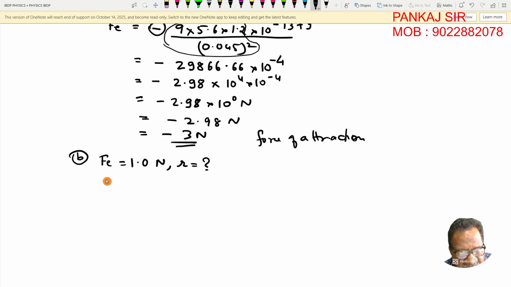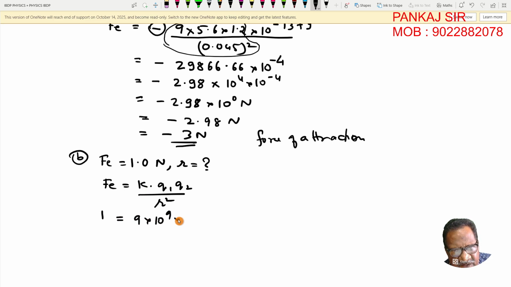So again here the formula will be Fe is equal to K times Q1 Q2 whole thing divided by R square. But this time your Fe is given to you as 1. Okay, 1 Newton. So 1 will be equal to K, I can take as 9 into 10 raised to 9. Q1 I can take as 5.6 into 10 raised to minus 7 coulomb. Q2 I can take as minus 1.2 into 10 raised to minus 6 coulombs. Whole thing divided by R square.